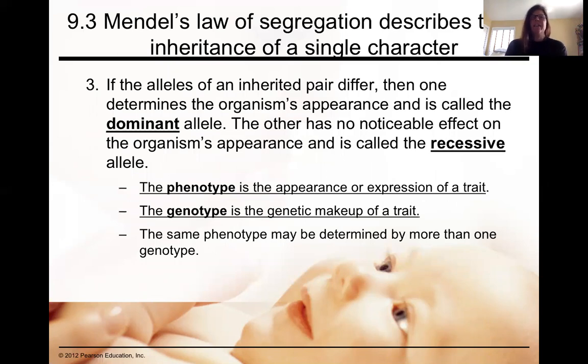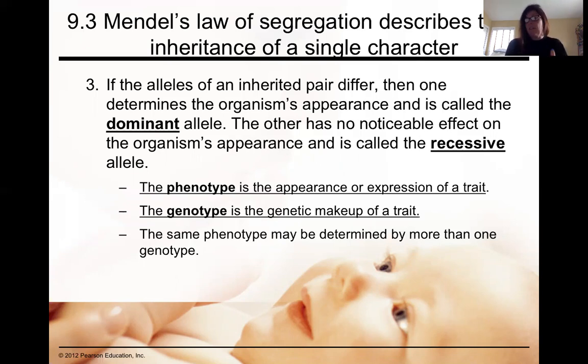If the alleles of an inherited pair differ, then the one that determines the organism's appearance is called the dominant allele. The one that has no noticeable effect on an organism's appearance is called the recessive allele. The phenotype, some words I introduced a little earlier, but now I'm going to define them. The phenotype is what that organism looks like.